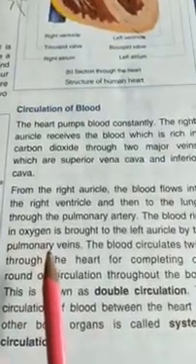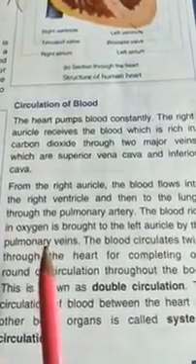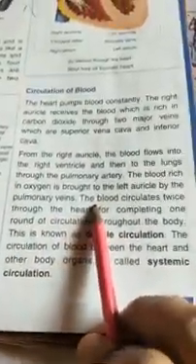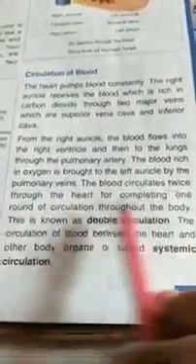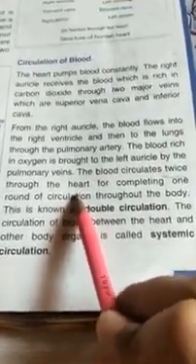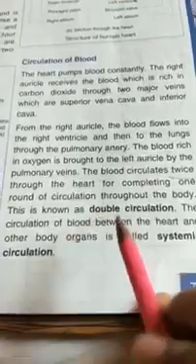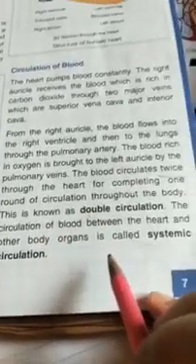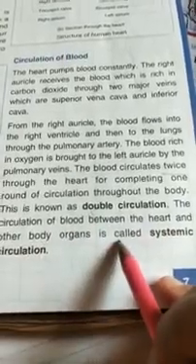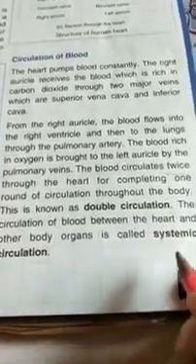This is called circulation. Now what happens in our heart? The blood circulates 2 times. Twice means 2 times through the heart for completing 1 round of circulation. So this is called double circulation. Okay. So the circulation of blood between the heart and the other body organs is called systemic circulation.